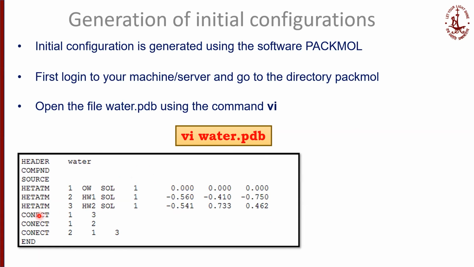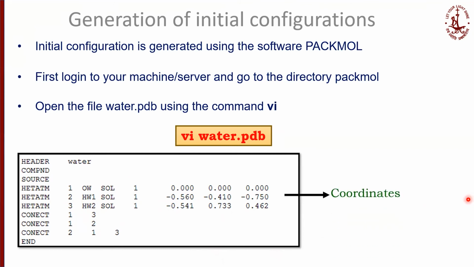These are the coordinates. CONECT means 1 and 3, so OW and HW2 are connected. 1 and 2, OW and HW1 are connected, because these are bond lengths. 2, 1, 3, that is the bond angle of water. So this is how your PDB file will look if you go to a slightly more complicated system.